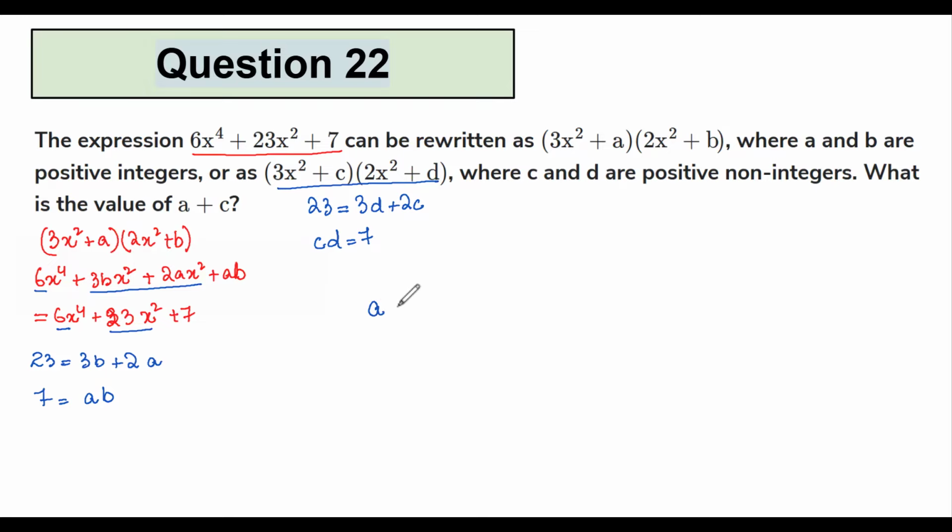A, I am feeling like A is the same as C, no? But this is non-integer, this is integer. But they have the same position in the expression, and B with D. Now I need these two values. Let me go to Desmos. I'll solve it in Desmos.